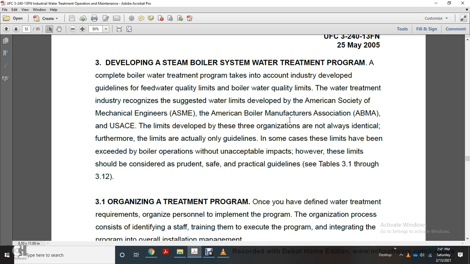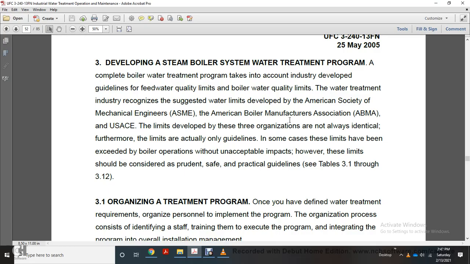Alright, 3. Developing a steam boiler system water treatment program. A complete boiler water treatment program will take into account the industrial guidelines for boiler water quality limits, including the ranking of suggested water limits associated with the American Society of Mechanical Engineers, the American Boiler Manufacturers Association, and the United States Army Corps of Engineers.